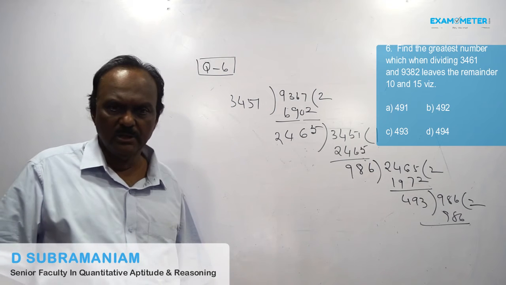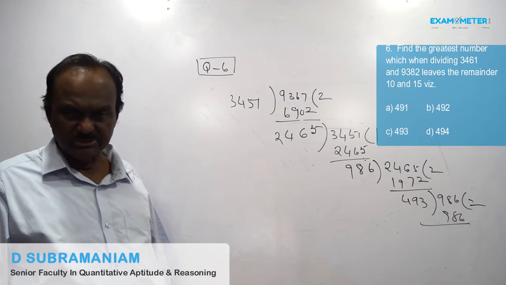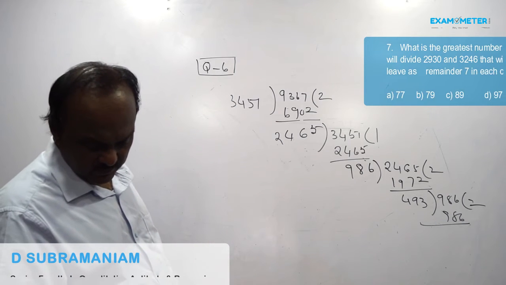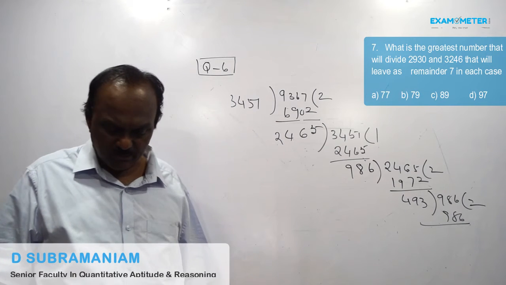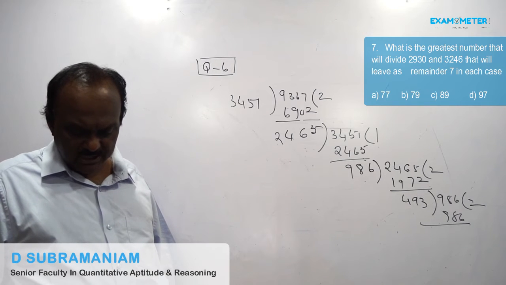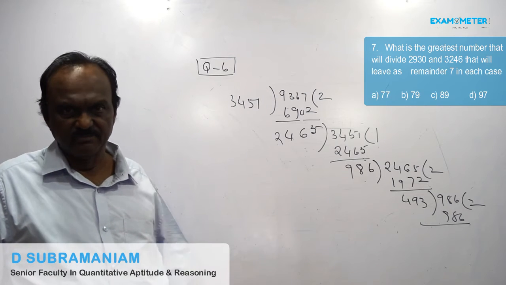So answer is 493. That is multiple choice C. Question number 7. What is the greatest number that will divide 2930 and 3246 that will leave as remainder 7 in each case?